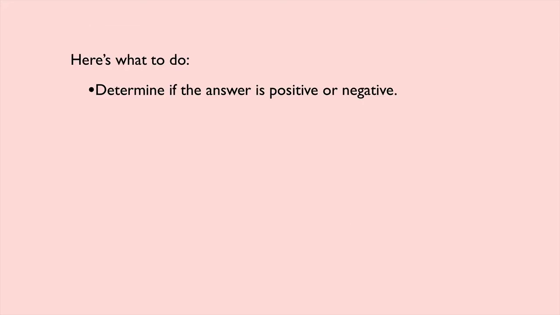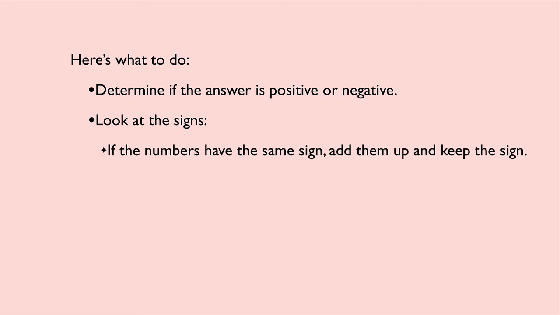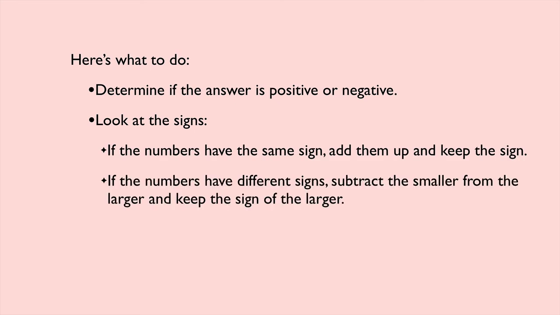So, in general, here's what you do. First, determine if the answer is positive or negative, and a number line can help. Then look at the signs. If the numbers have the same sign, add them up and keep the sign. If the numbers have different signs, subtract the smaller from the larger and keep the sign of the larger. And then finally, check. Did you get the sign right?